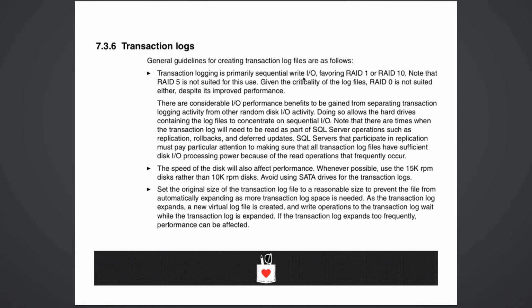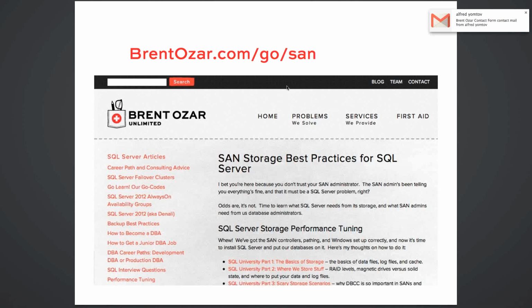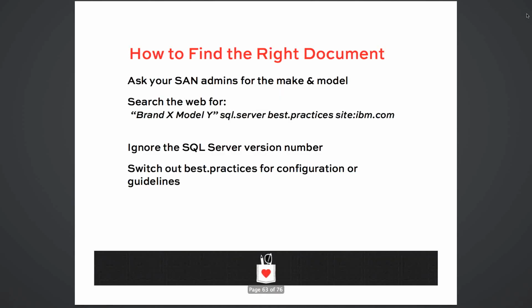Goes beautifully into transaction logs as well. Transaction logging is sequential write I/O favoring RAID 1 or RAID 10. Note that RAID 5 is not suited for this use. Really beautiful detailed documentation here. Now you can get this documentation for your own SAN at brentozar.com/go/SAN, where there's detailed documentation for Dell, EMC, IBM, Hitachi, all the big players out there in terms of storage.